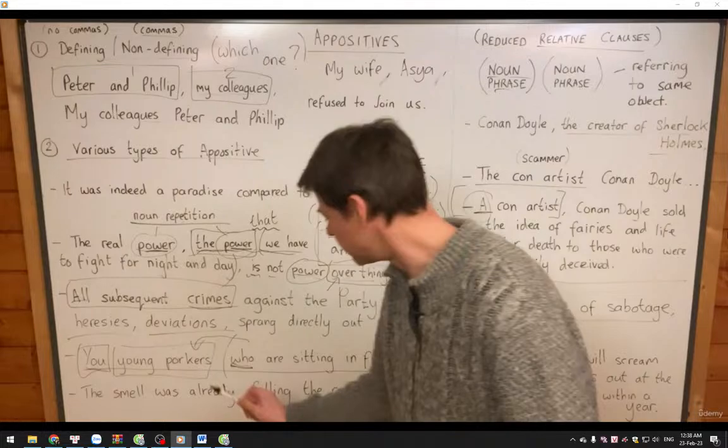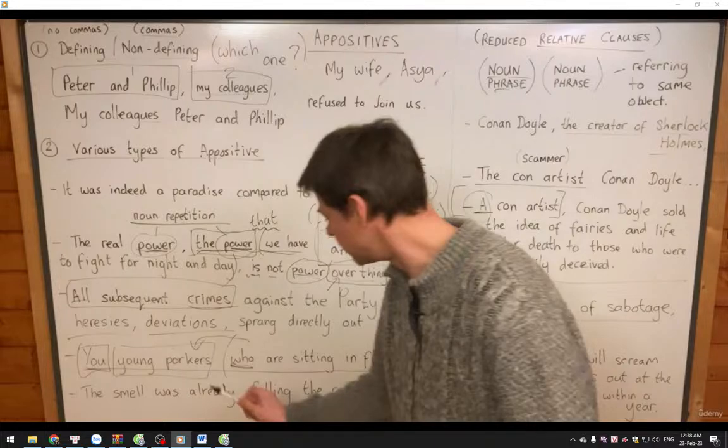This is the head pig, Napoleon, talking to the other pigs, trying to use rhetoric to persuade them, and that's why he's used an appositive, right? Because he likes to persuade, and that's what rhetoric is. You young porkers who are sitting in front of me, every one of you will scream your lives out at the block within a year. Okay, he's telling them that they're going to be killed very soon by Mr. Jones on the farm, so they had better join him and the other animals in their rebellion against the farmer.